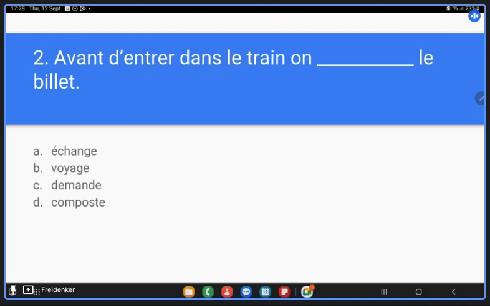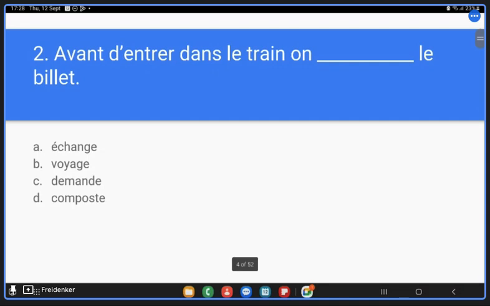So before entering the train, on composte le billet. Billet means ticket. So here on, in this context, means we. We do something to the ticket. We stamp the ticket. So échange means to exchange. Voyage means to travel. Demande means to ask. Compost means to shred or punch the ticket.